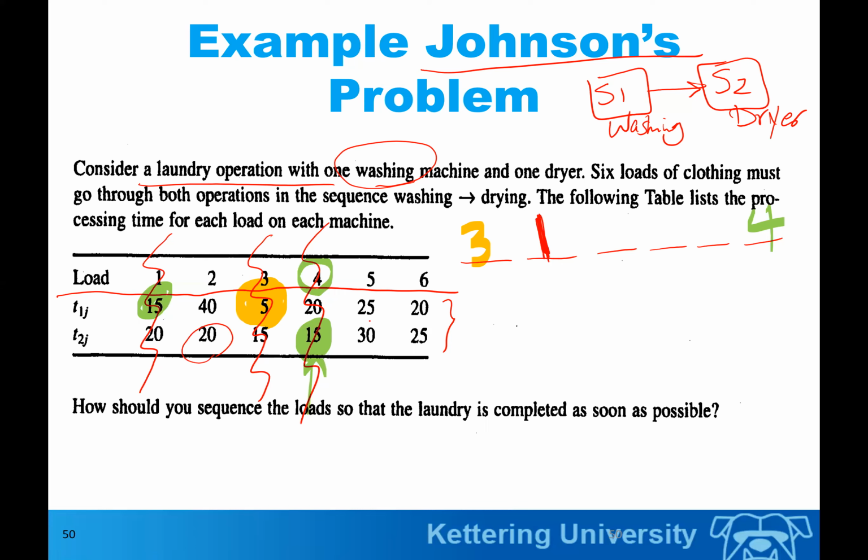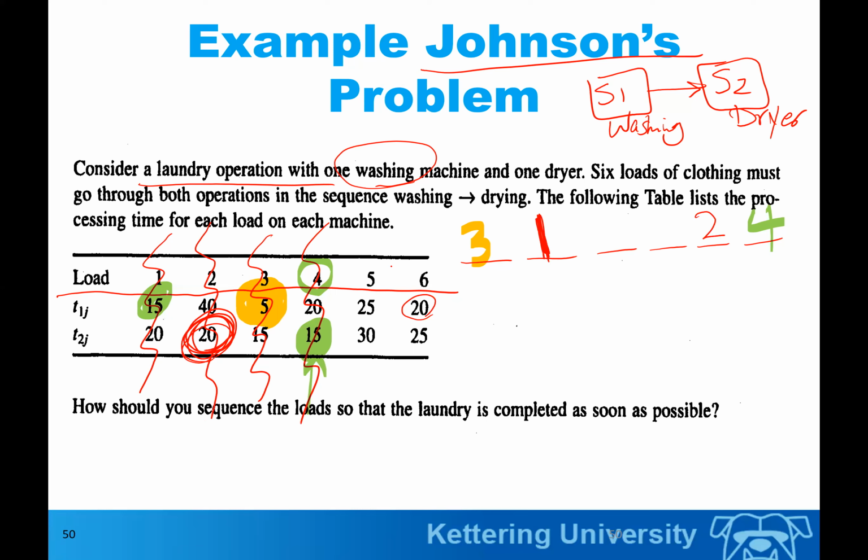And they said if there is a tie, you can break this tie randomly or arbitrarily. So there is no rule. So let's say I will select this 20. It belongs to job 2, but it is done on the second station. So it means job 2 will go to the end of this sequence. So I eliminate job 2 to make sure I will not make a mistake.